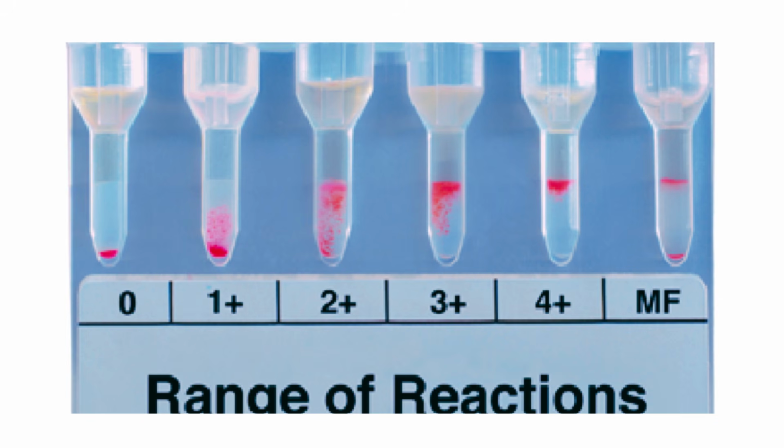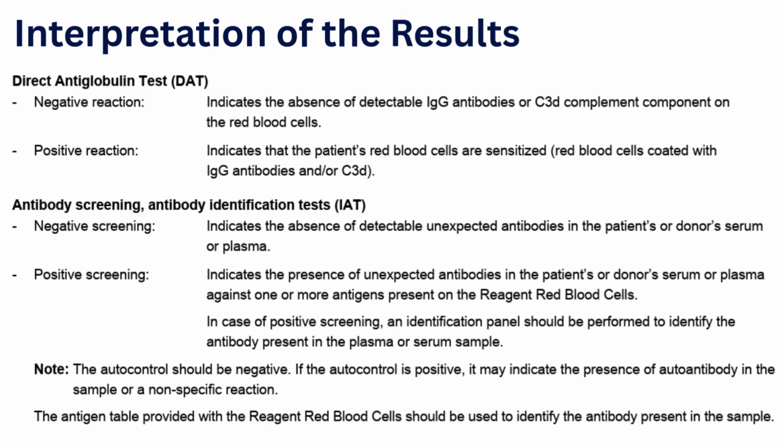So this one, the colored one, is for you to easily see. And then for the interpretation of the results, what does a negative reaction indicate? It indicates the absence of a detectable IgG antibody or antibodies or C3d complement component on the red cells. How about a positive reaction? It signifies that the patient's red cells are sensitized, RBCs coated with IgG antibodies and/or C3d.